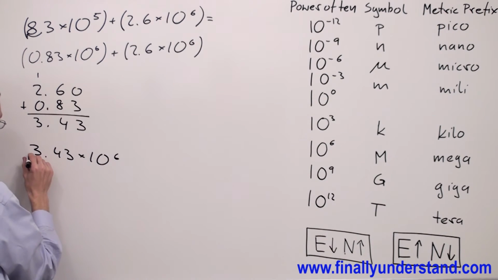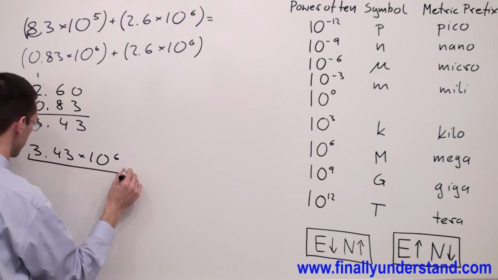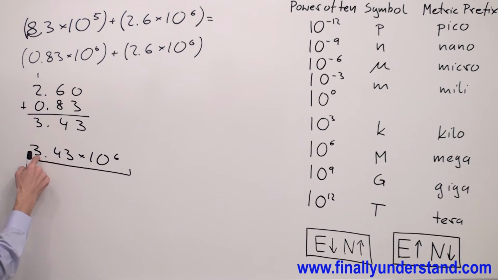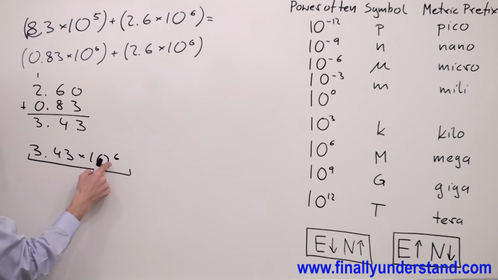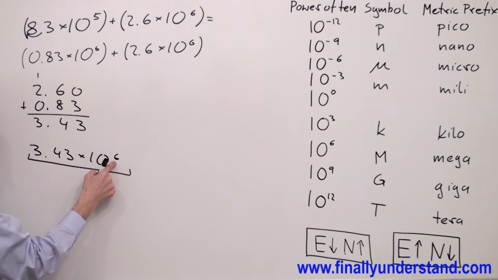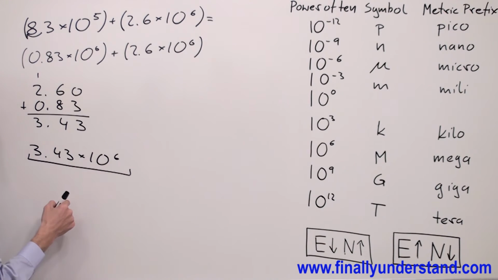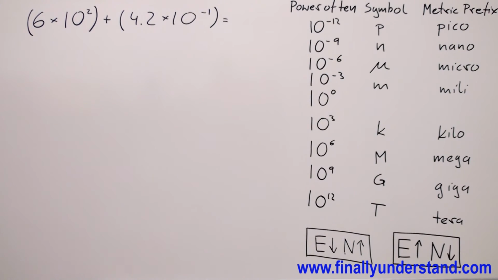And this is basically the solution to the problem, because the number on the left side of the decimal point is between 1 and 999, and the exponent of my power of 10 is multiple of 3. That's why this is the correct answer. Let's take a look at the second example.